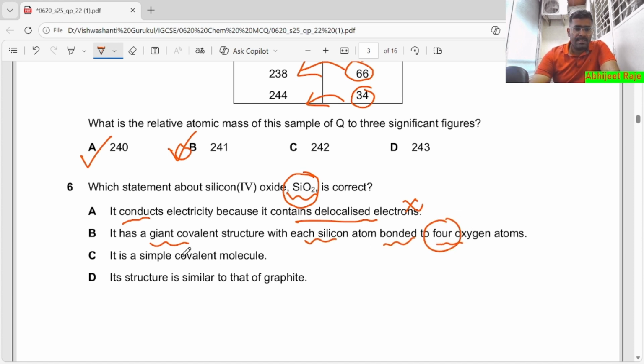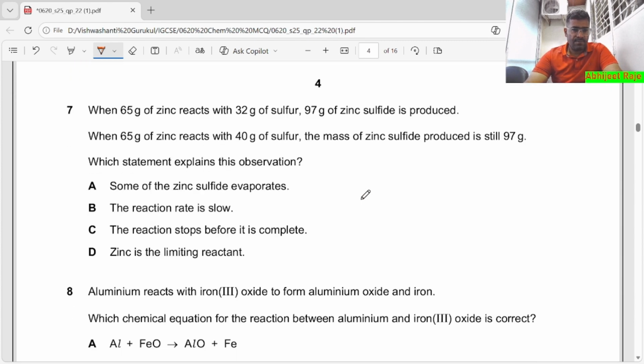Okay. It has simple covalent? No, it has giant covalent. C is gone. Its structure is similar to graphite? It is similar to diamond. So only option B is correct. A is also wrong. It has no delocalized electrons. Question number 7.